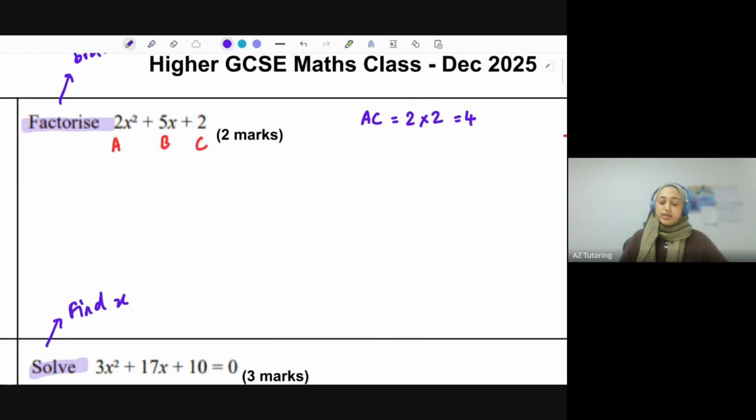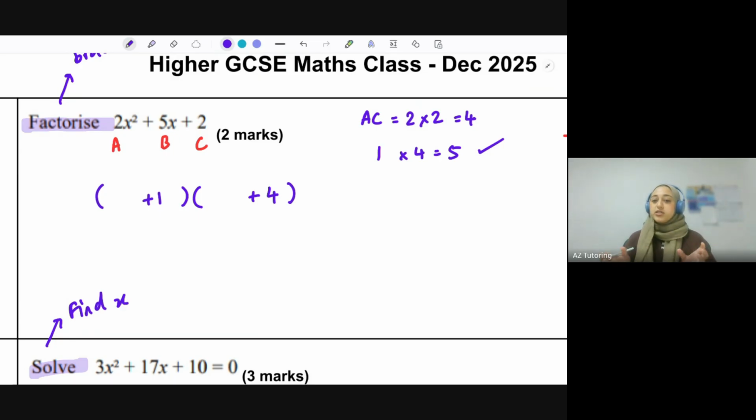Now what I need is 2 numbers that times to give me 4, but add to give me 5. So 1 times 4 gives me 4, and 1 add 4 also gives me 5. So that one works. We can use that. So we're going to start our brackets. And we've got 1 and we've got 4, which is what we're going to keep here. That's what we're going to have here.